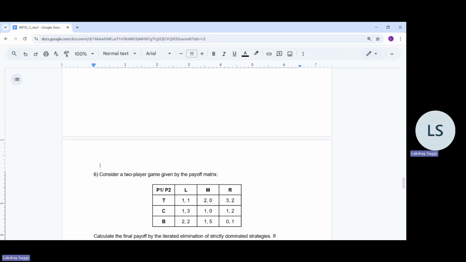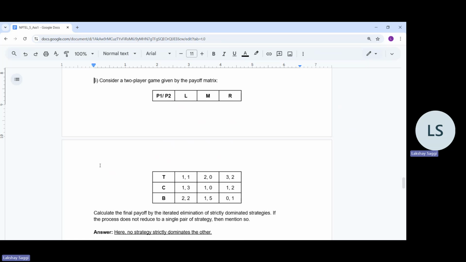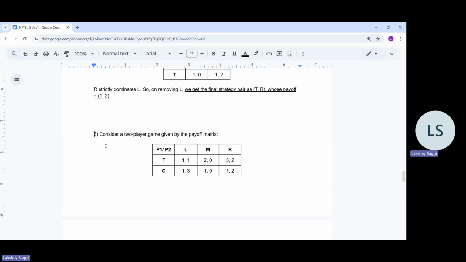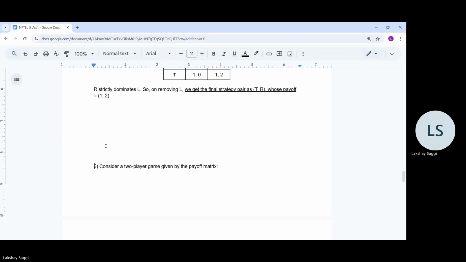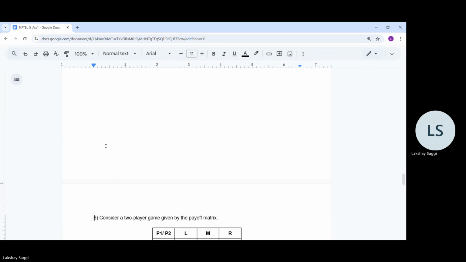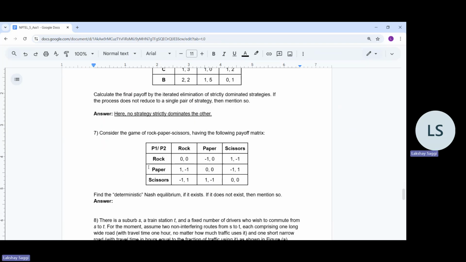Can we move this out of this page? Sorry for this, guys. Okay then.